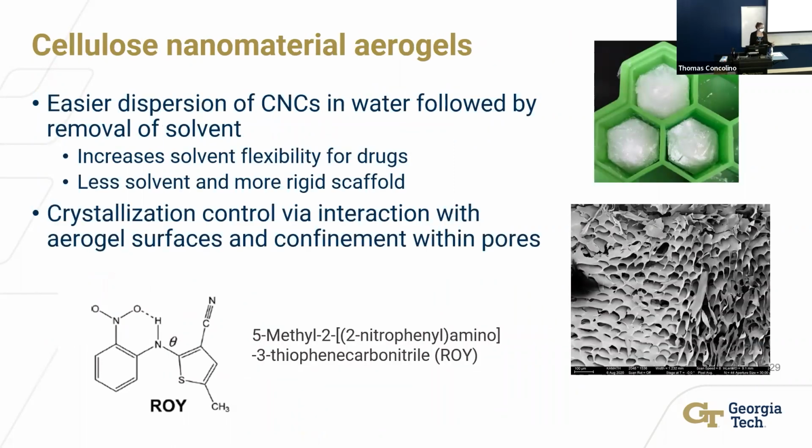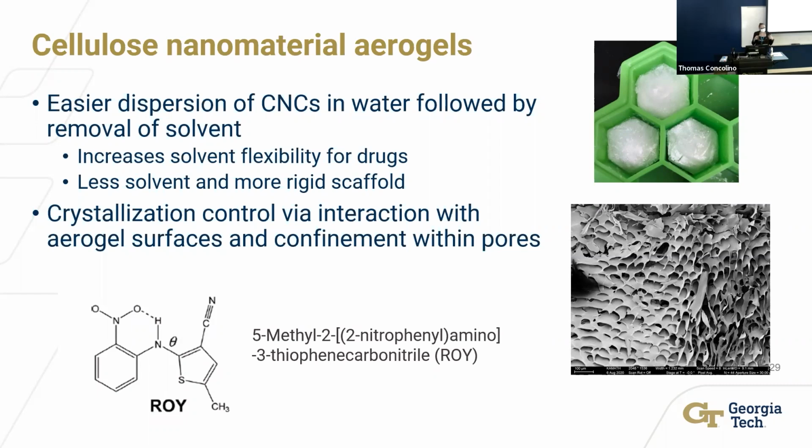Then we form our cellulose nanomaterial aerogels. We chose the aerogels. I mentioned some of the reasons already, but also CNCs disperse well in water, so we can make these out of water and know we had good dispersion in the first place. If we want to use lots of different solvents, we're going to be very limited if we try to do organogels. With this, we can disperse in water, and then as long as they're stable in the other solvents, we have a lot more solvent flexibility. It also requires less solvent and provides a more rigid scaffold.